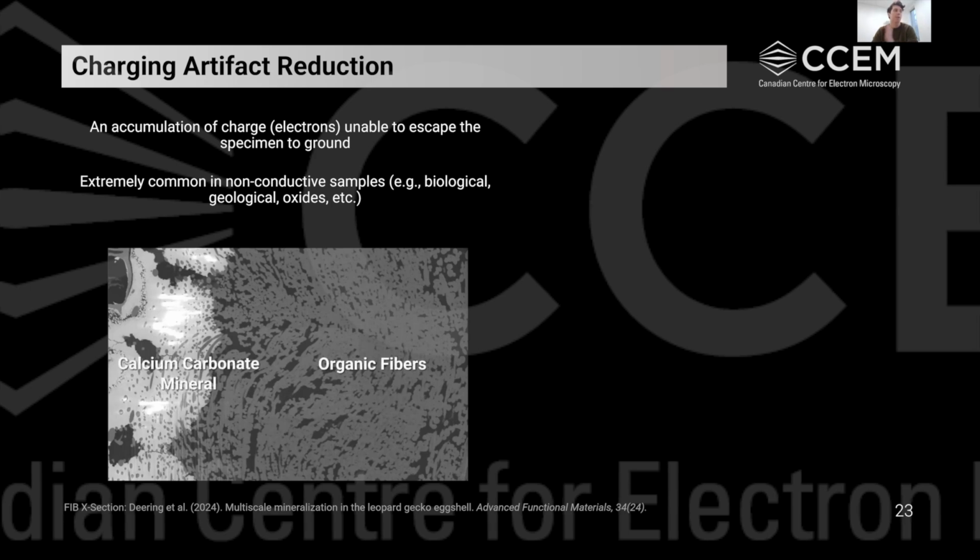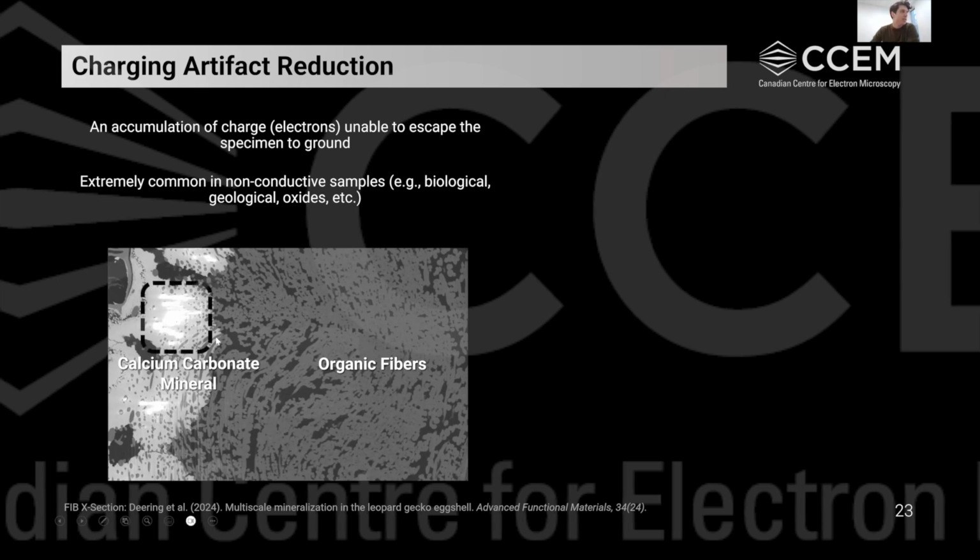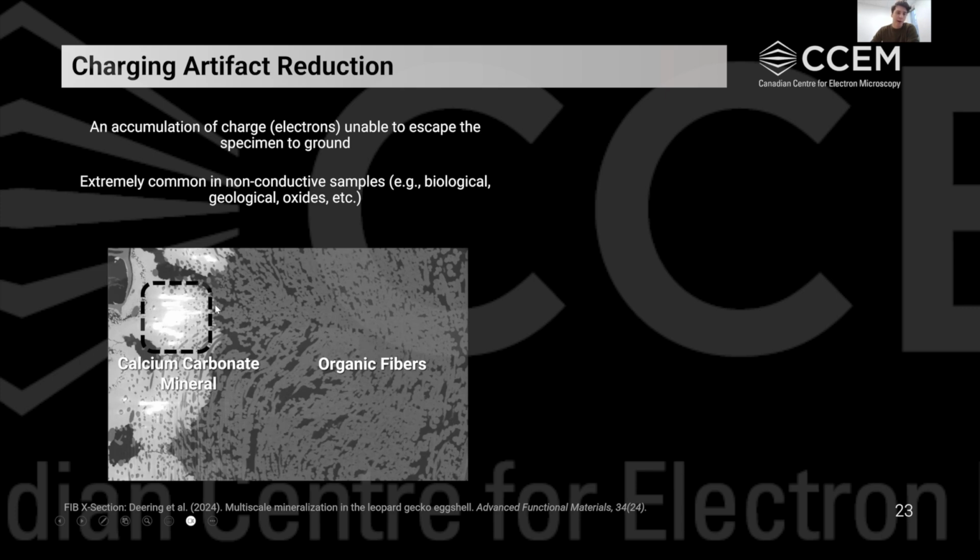So this is an example of one of my FIB-SEM tomography slices. Over here on the left, we have a calcium carbonate mineral within an eggshell. And over here on the right, we have the organic fibers of the eggshell itself. If we look within the calcium carbonate mineral, we can see this bright white phase that is not conducive to actually resolving how these fibers are interdigitating with that mineral phase.